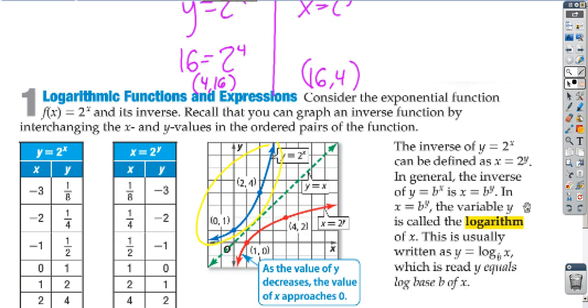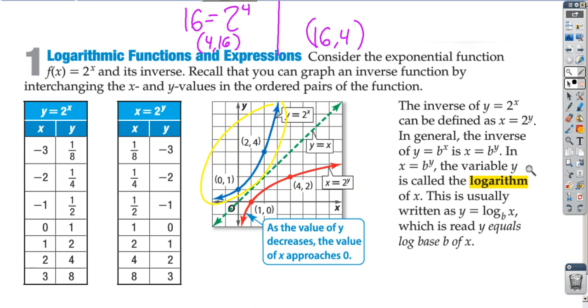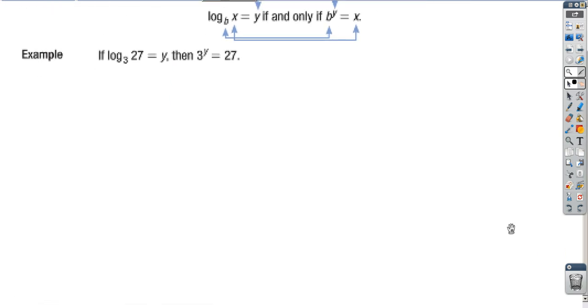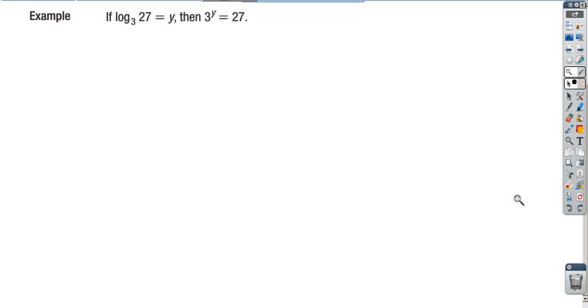So those are just pictures. You can see they're reflected over that green line. The logarithm, again, is basically the opposite of raising something to an exponent. Okay, so let's take a simple example. I'm not going to use 3 to the third because that might confuse people with the multiple instances of 3.